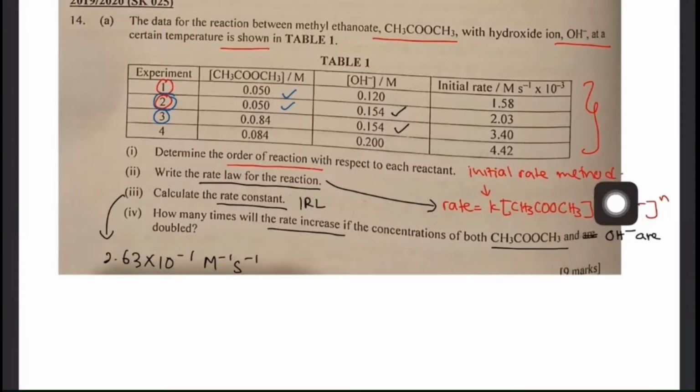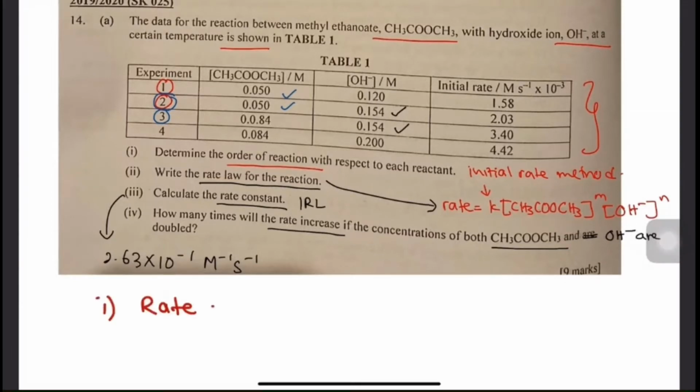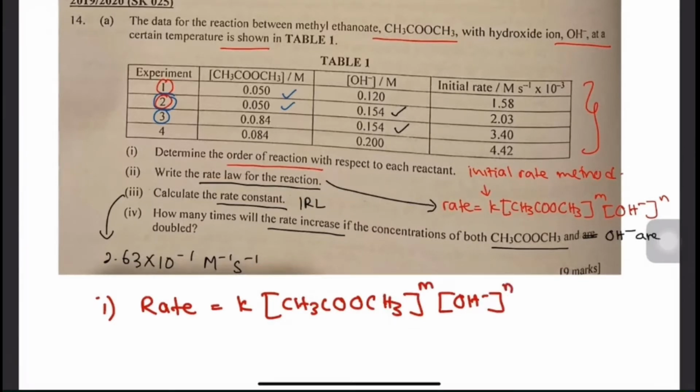Now, before you begin the initial rate method, you must write out the general rate law. So I'm going to rewrite it back here. So the general rate law for this reaction would be rate equals rate constant multiplied by what reactants we have in the question. So we have 2 reactants, and they must be raised to a certain power. So I'm going to use m and n. Those are the orders.